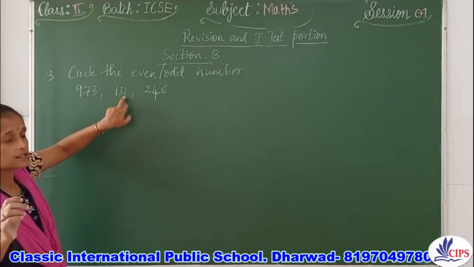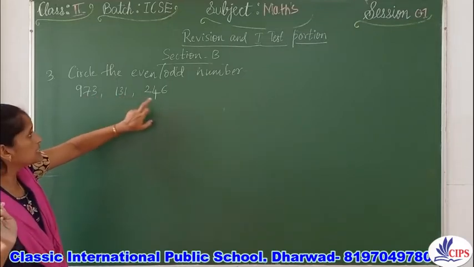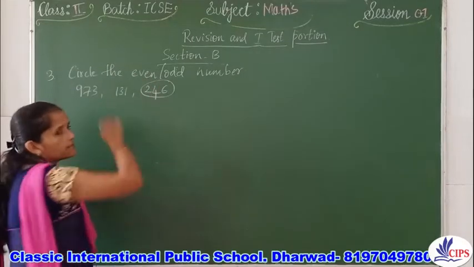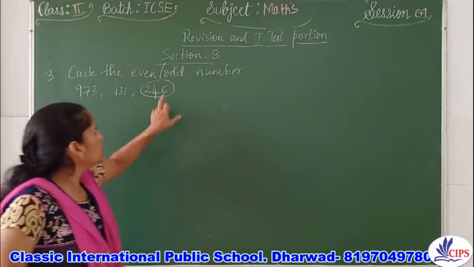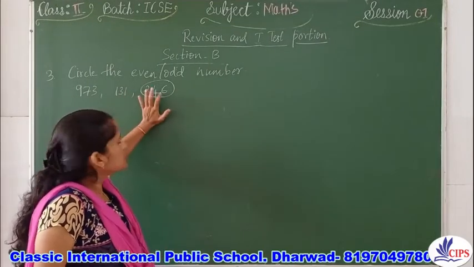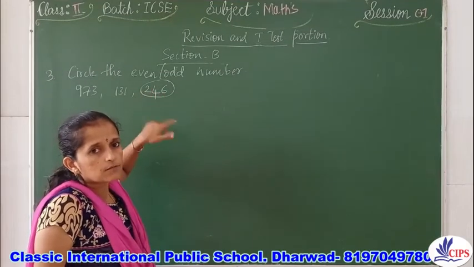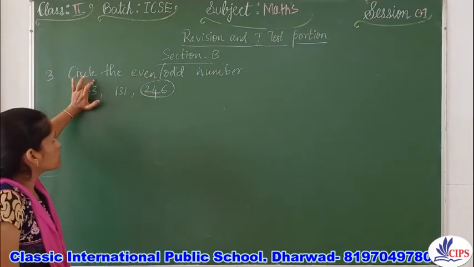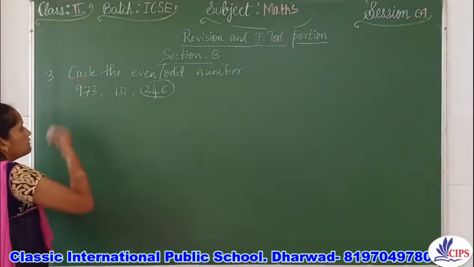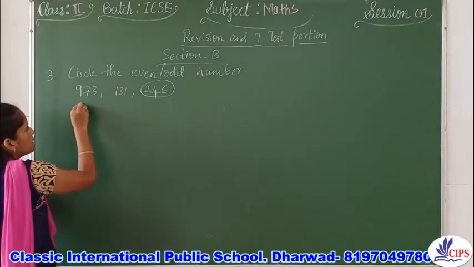131, yes, 1 is also not there in the 2 table. 6, yes, it is there in the 2 table. So this is an even number. You need to check only its ones place, not the full number. If this is decided, then the whole number becomes even or odd. So for this question, I have circled only the even number. We'll take one more example.